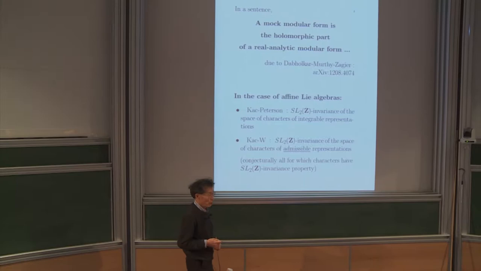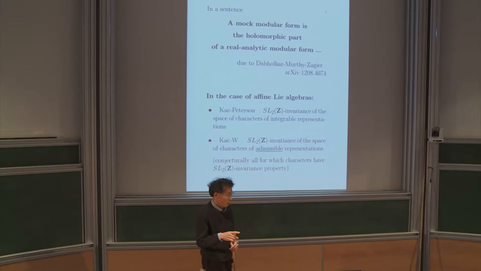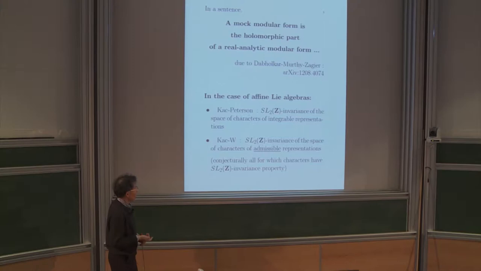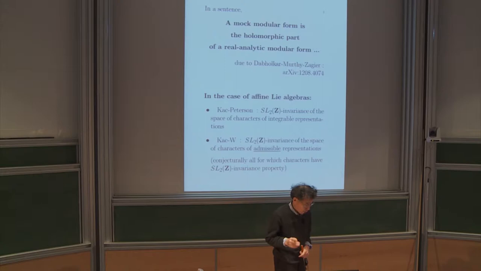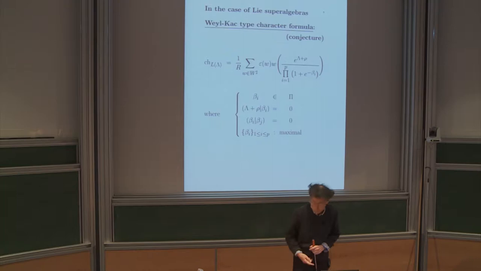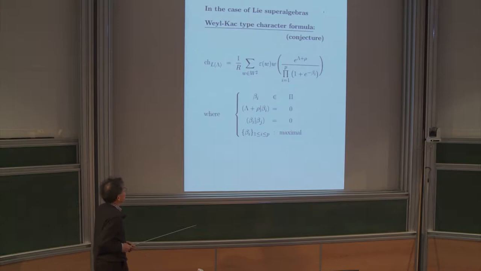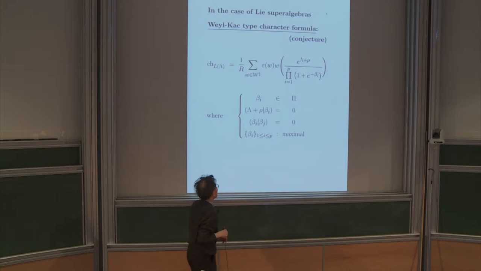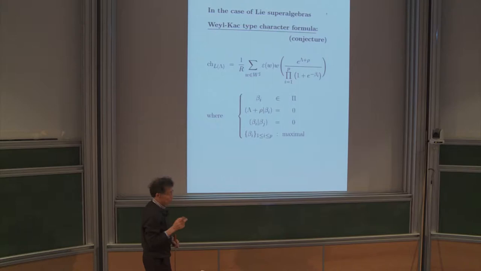They found that the linear span of characters of integrable modules is SL2(Z) invariant. And this result was extended to a much wider class, to admissible representations. So in the case of affine Lie algebras, there is a very beautiful modular invariance. But in the case of affine superalgebras, the character formula is not established, it is still a conjecture, but there is a factor in this denominator. Because of the existence of this factor, the property of characters is very unclear.